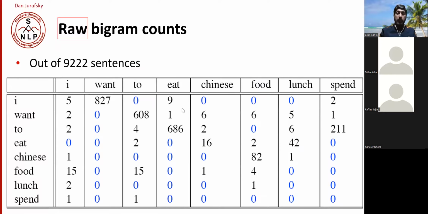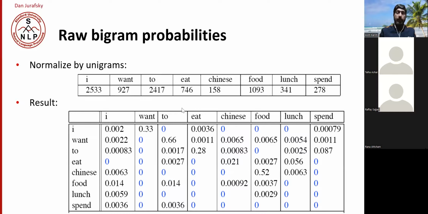And from this, of course, you can also compute the bigram probabilities. These are the probabilities computed based on that. Basically, you simply take the count and divide it by the sum of all those counts.